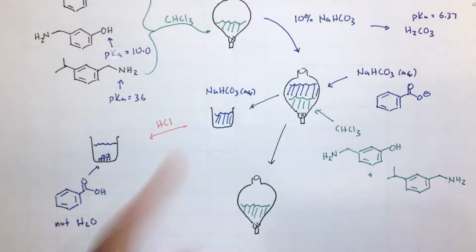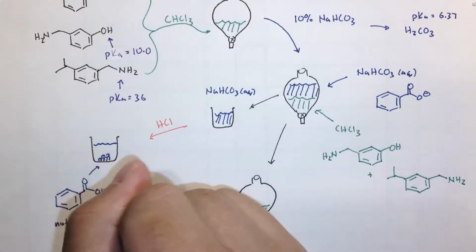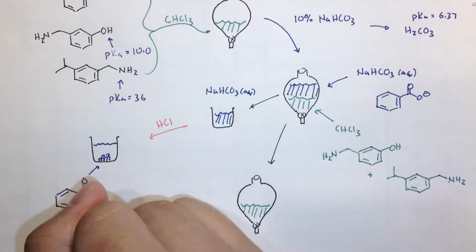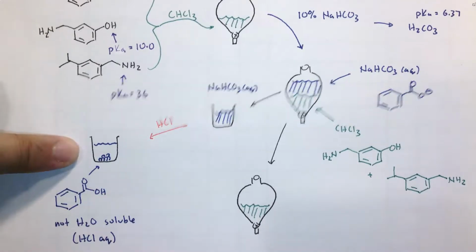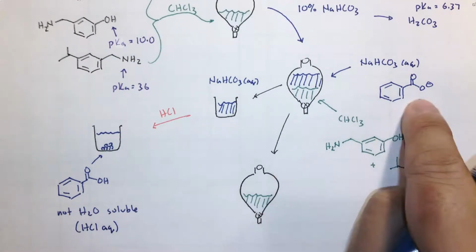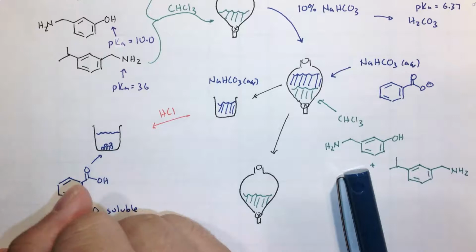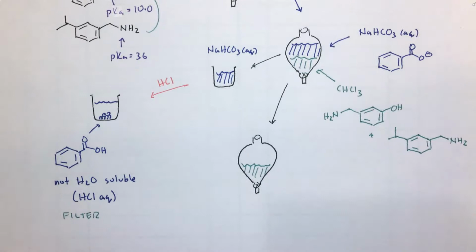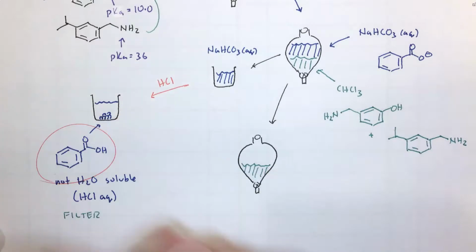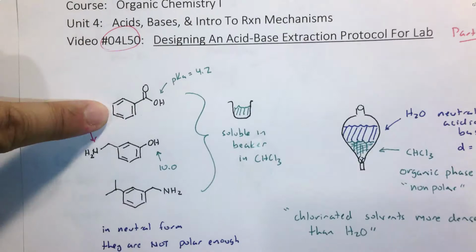Whether that water is acidic, we should actually say that: not water soluble, but specifically not HCl aqueous soluble. So that water is acidic, because if it was basic, we would have this molecule. Then all you have to do is filter. And you've seen filtering before. We got this one out. This is a success. We were able to separate this molecule from the other two.